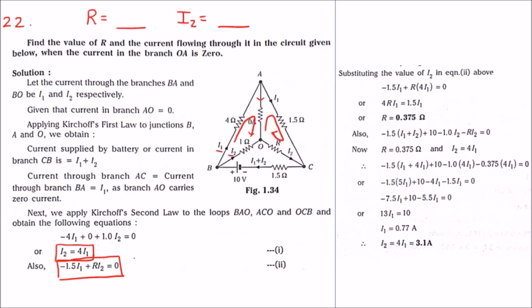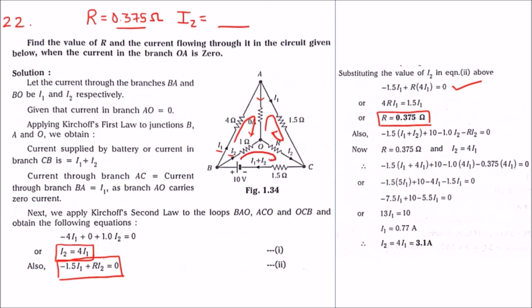We will substitute equation number 1 into equation 2. When we do that, this is what we get, and with further simplification we get the R value. So R is 0.75 ohms. So we have found the value of R, and we have to find the current flowing through that resistor. Next we have one more loop left.